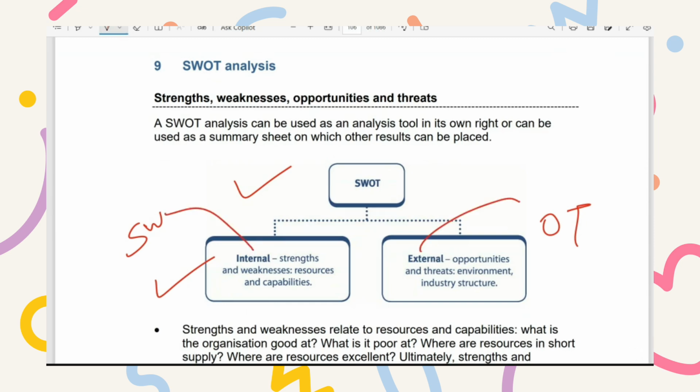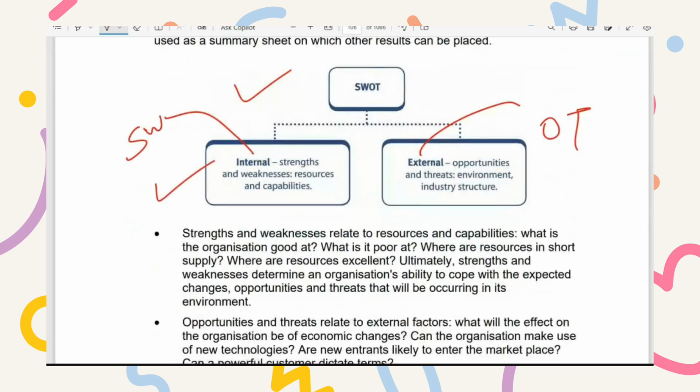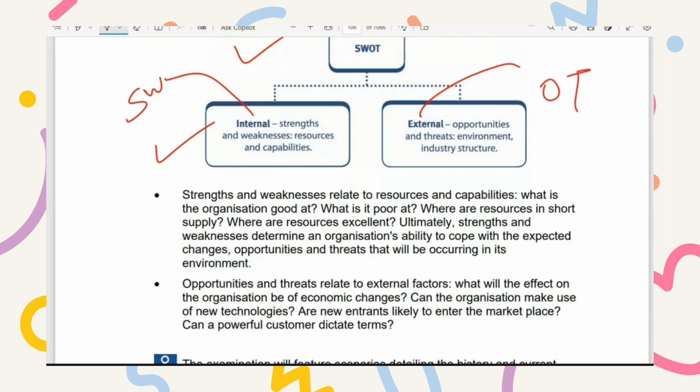Opportunities and threats relate to external factors. What will be the effect of economic change on the organization? Can the organization make use of new technology? Are new entrants likely to enter the marketplace? Can a powerful customer dictate terms?